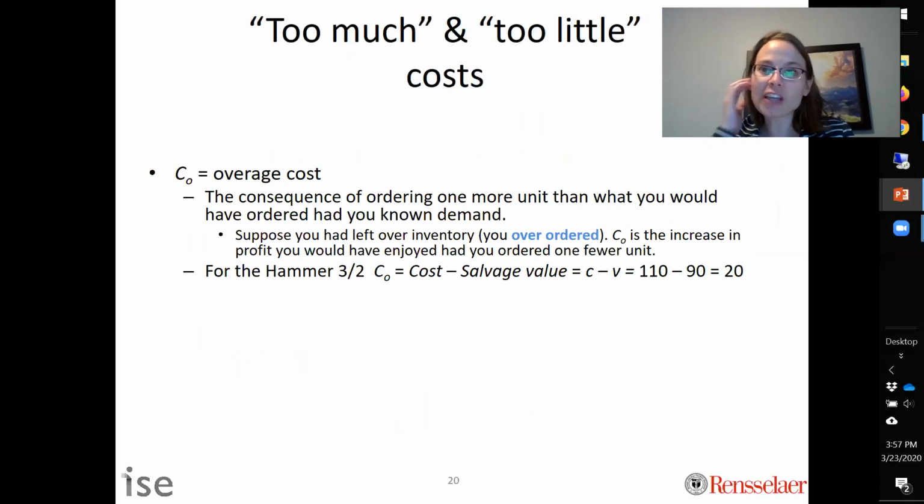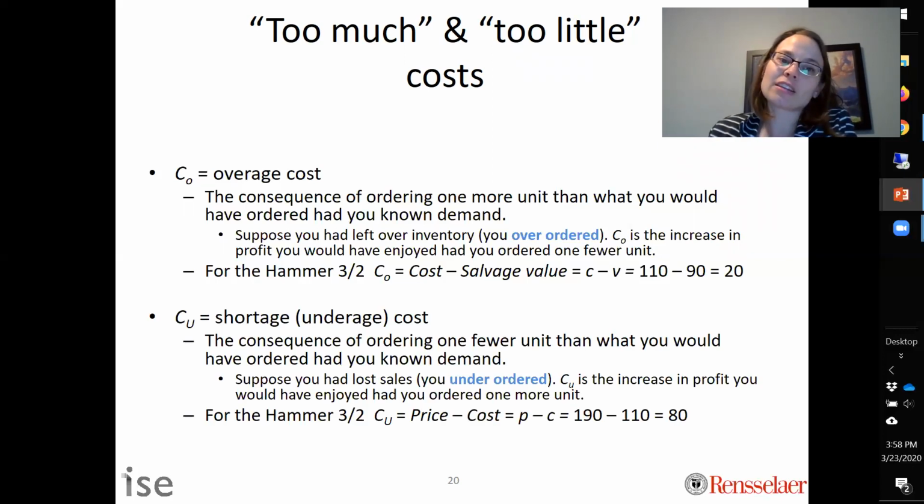Remember, CO is the overage cost, and it's per unit. If I had one extra wetsuit left over at the end of the season, how much would that cost me? For this example, I pay $110 in. At the end, I discount them to $90. So if I have one left over that I have to mark down, that costs me $20 per unit. So that's CO for this example.